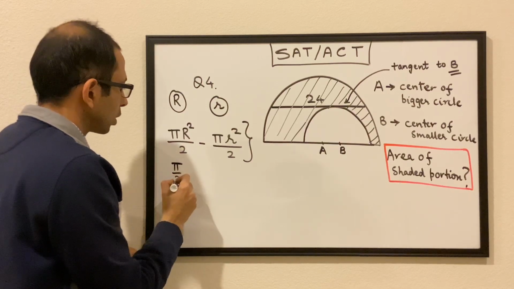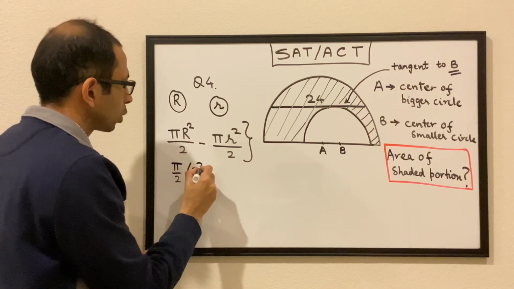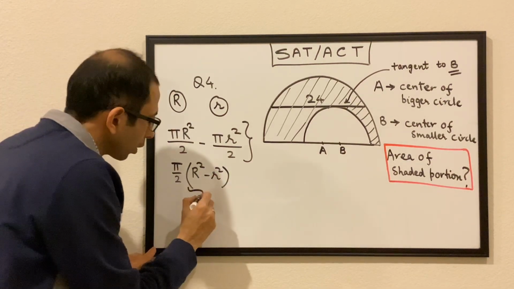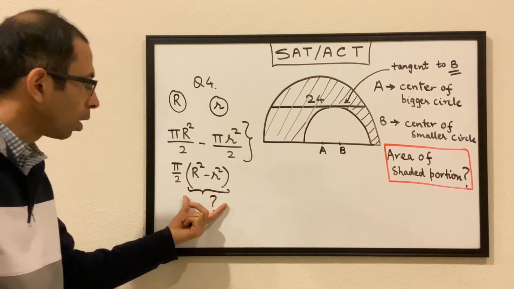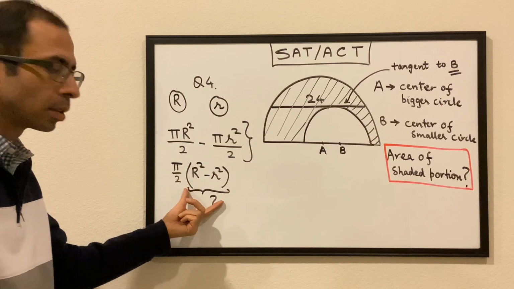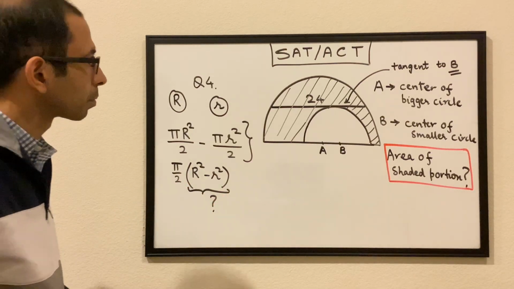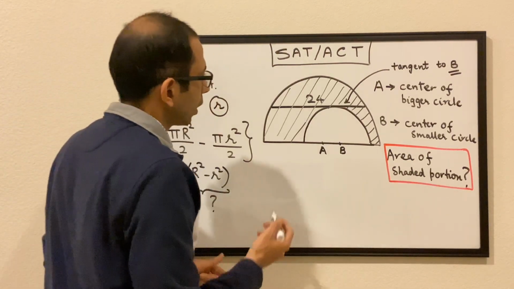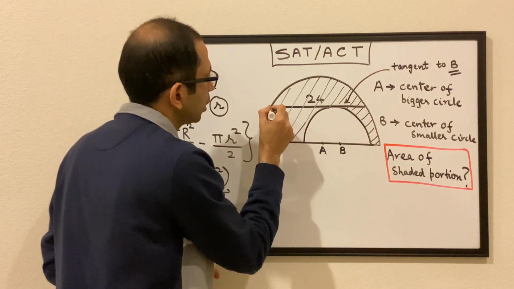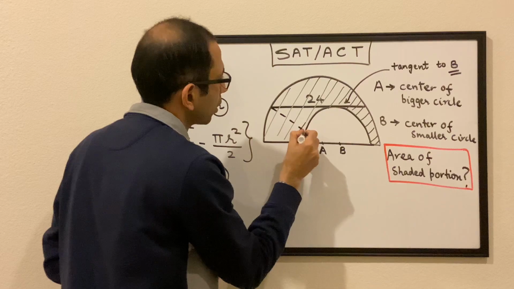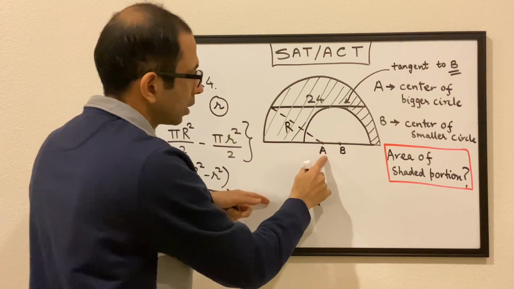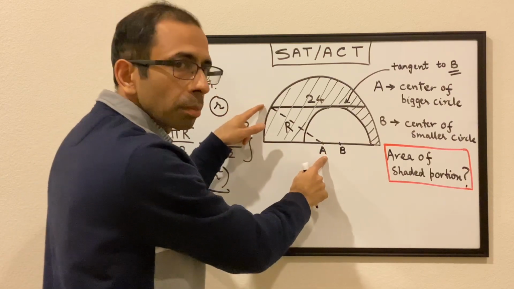Now pi over 2 is common, R square minus r square. So essentially we are looking for this. If we can somehow get the value of this piece, then we are done. Now let's look at a few things here. So A is the center of the bigger circle. So if we join this point with the center, this will be nothing but capital R, because this is the center of the bigger circle, so this will be the radius of the bigger circle, which is R.